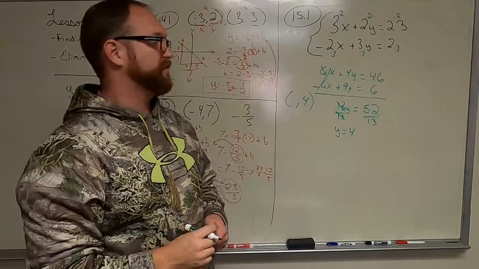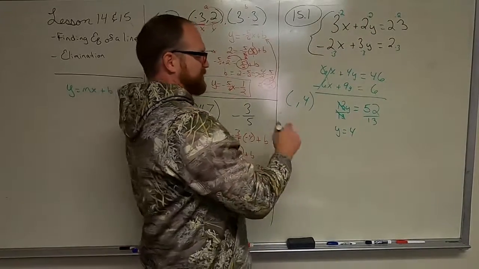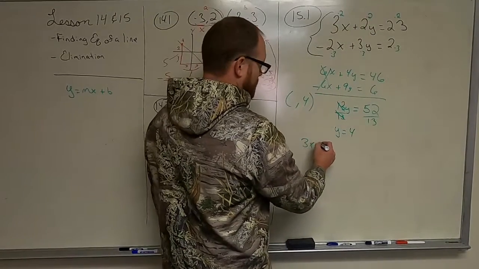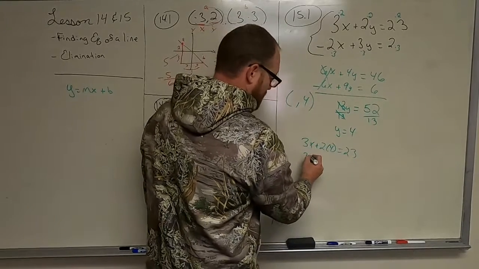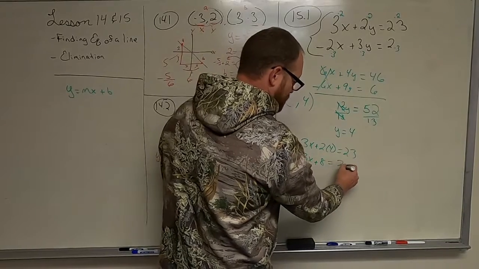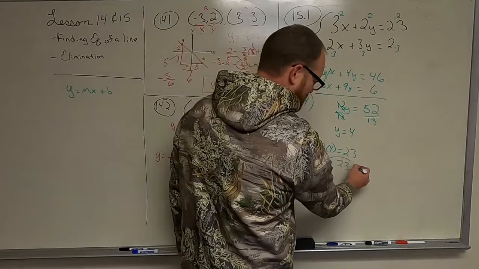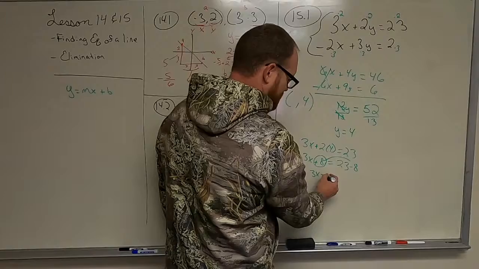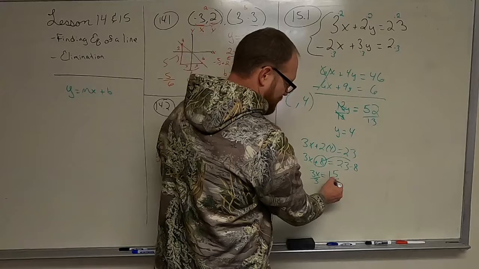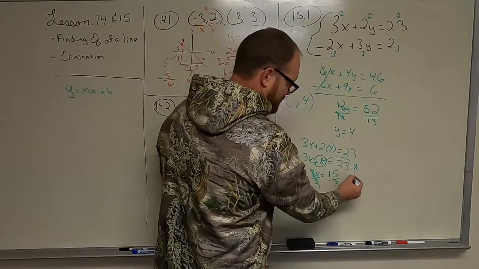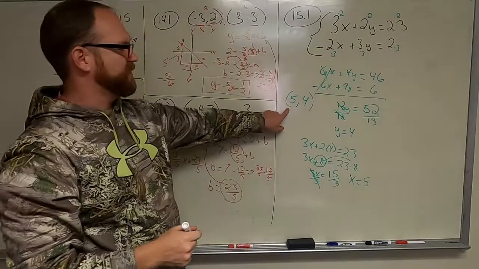So where do we go from there? Well, we have to plug that y back into one of our equations. And so I'll just use the top equation again. 3x plus 2 times 4 equals 23. 3x plus 8 equals 23. Again, x is by itself. I'm going to take this 8 over here, change sides, change signs. So now I have 3x equals 15. Divide by 3 on both sides to get x by itself. X equals 5. And so my ordered pair is 5 and 4.